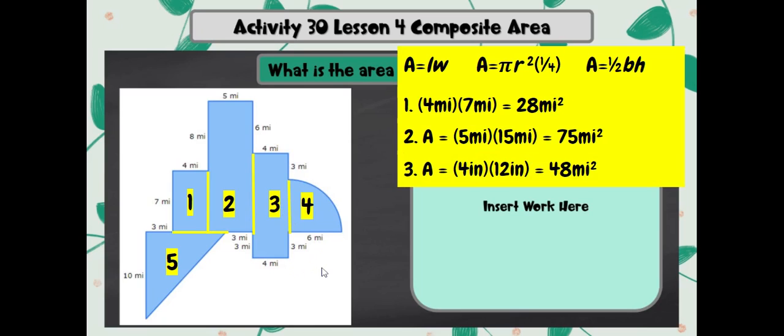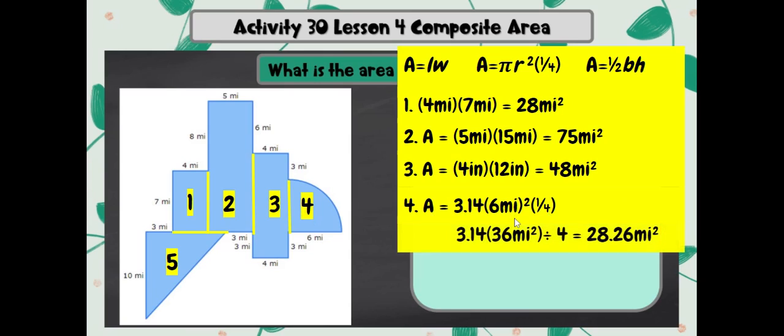Now for this quarter circle, it's got the radius of 6. So I'm going to use pi, which is 3.14, times 6 miles squared, times 1/4 because it's just a fourth of a circle. When I do 6 miles squared, I end up with 36 miles squared. Then I'm going to multiply 3.14 times 36 and divide by 4 because I know when I multiply by 1/4, it's the same as dividing by 4, and I get 28.26 miles squared.